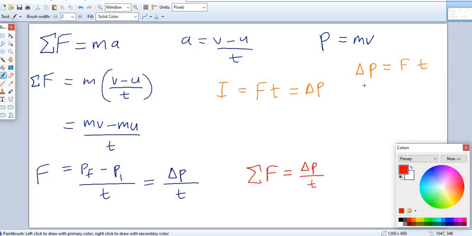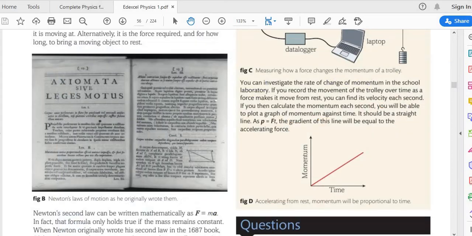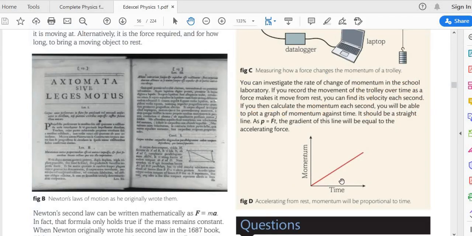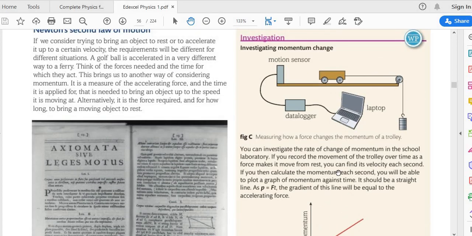So that means if the force is constant, we can write it like this: y equals mx. What we have on the y-axis is the momentum. So this is actually the change in momentum. Now if the initial momentum is 0, then the final momentum and the change in momentum are the same. So this F will be the gradient, and what is on the x-axis is the time there. So this is what we have.